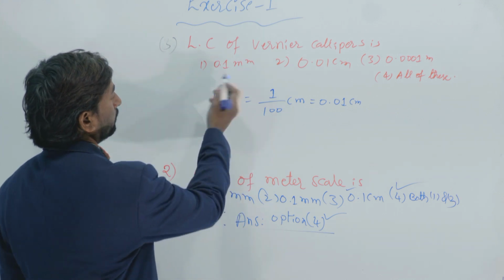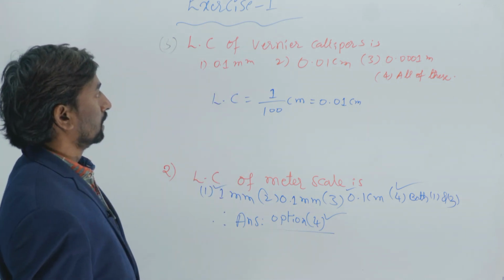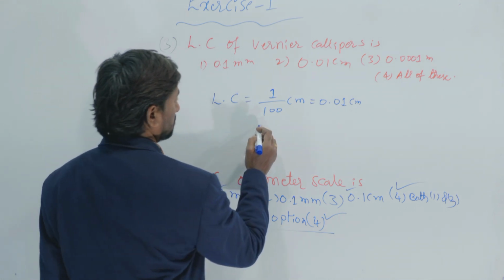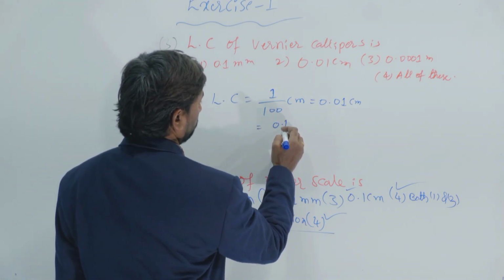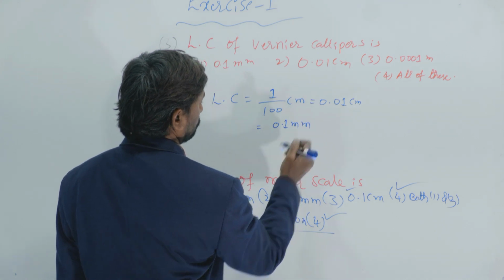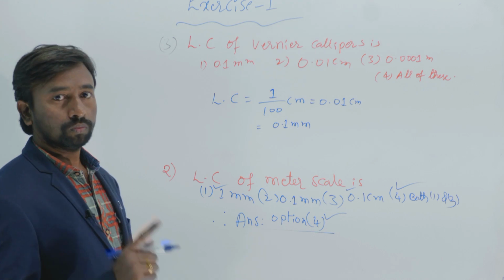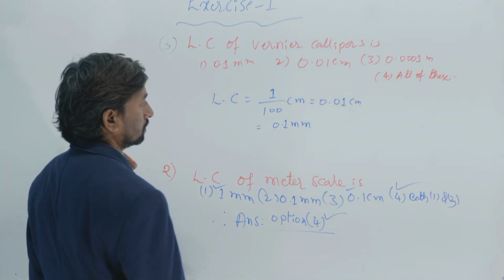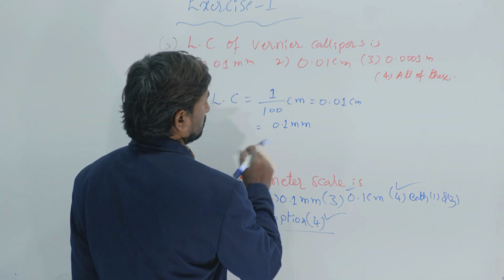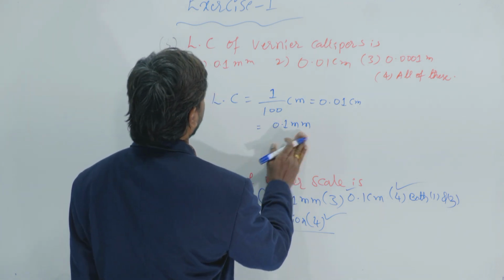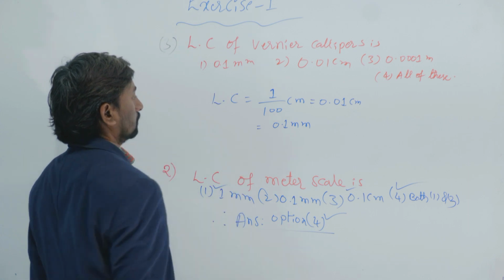Okay, so 0.1 mm. If it is 0.1 mm, this also we can write now. The main scale value is 0.1 mm. Okay, so 1 mm is nothing but 0.1 centimeter. So we cannot say this one.